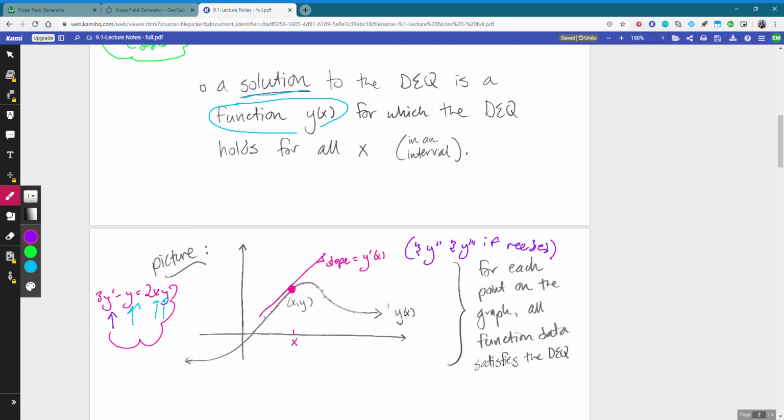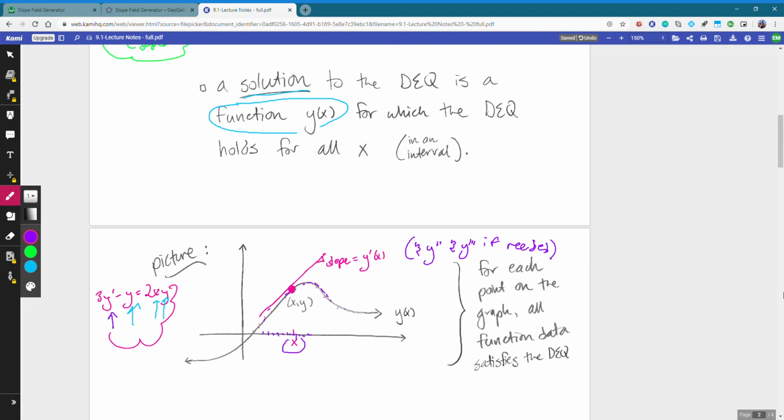And if this function is going to be a solution to our differential equation, well then, in particular, at this x right here, if we take all of our function information, x, y, y prime, and plug them in, we have to get a true equation. Right? The left-hand side has to equal the right-hand side. And that's going to have to be the case as we plug in all of these different x's and look at all these different points along our graph, if our function is going to be a true solution to our differential equation.